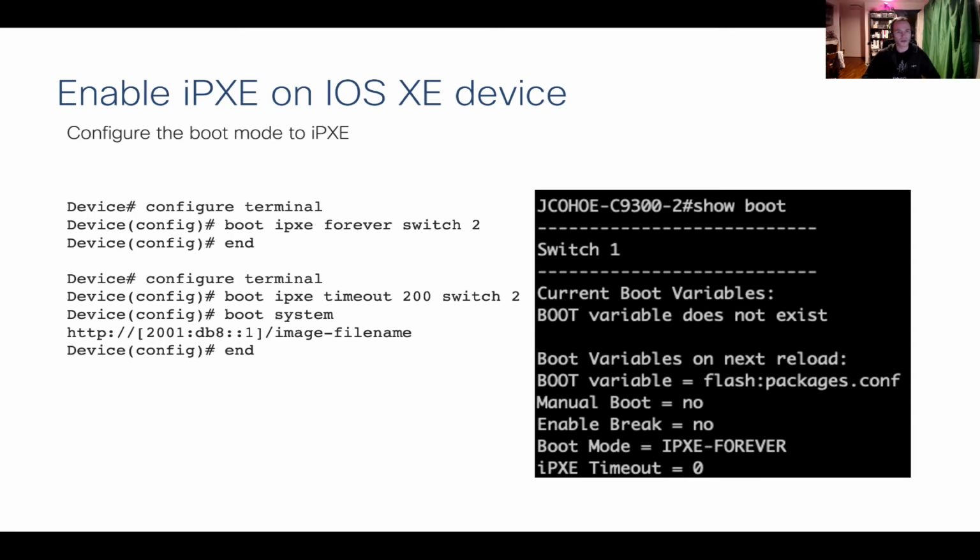Now, we need to set some configuration on the device so that it knows to boot using iPXE instead of the traditional default, the bin file. So we can put one or two configurations in here. The first one is boot ipxe forever. That's the most common configuration, but you can also have boot ipxe with a timeout as well as a secondary file that you can boot.